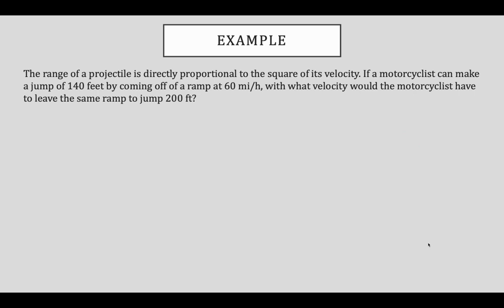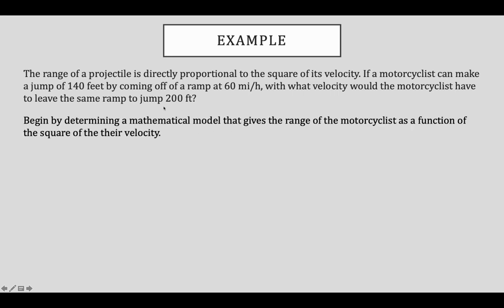The range of a projectile is directly proportional to the square of its velocity. Again, read carefully. Range is directly proportional to the square of its velocity. When we see square, that's going to tell us we are talking about a power, and the power is going to be 2, right? That's what it means to square something. If a motorcyclist can make a jump of 140 feet by coming off a ramp at 60 miles per hour, with what velocity would the motorcyclist have to leave the same ramp to jump 200 feet?